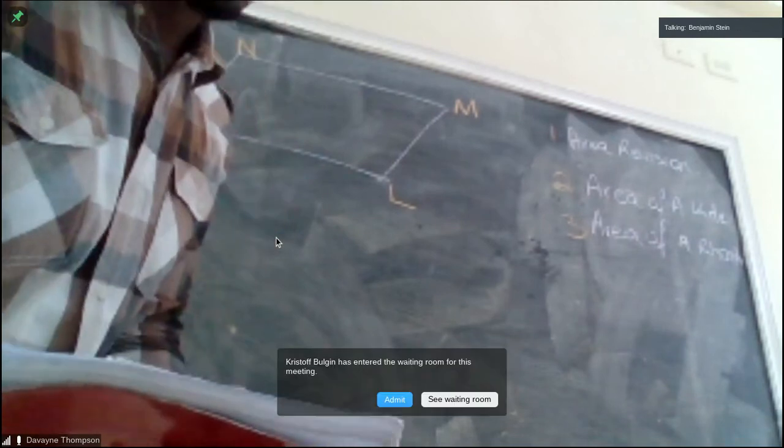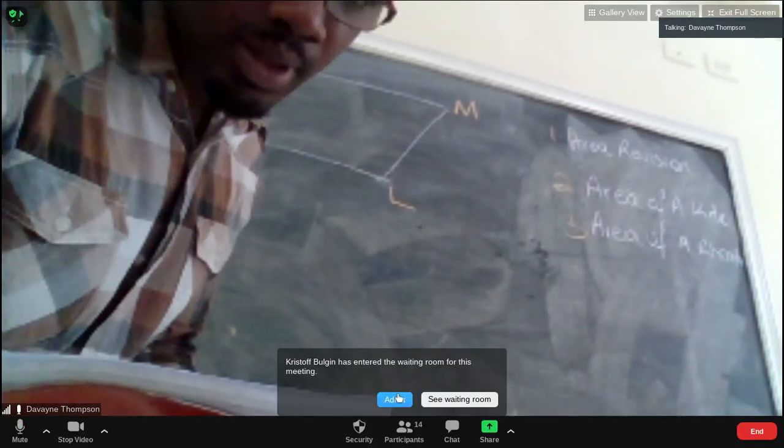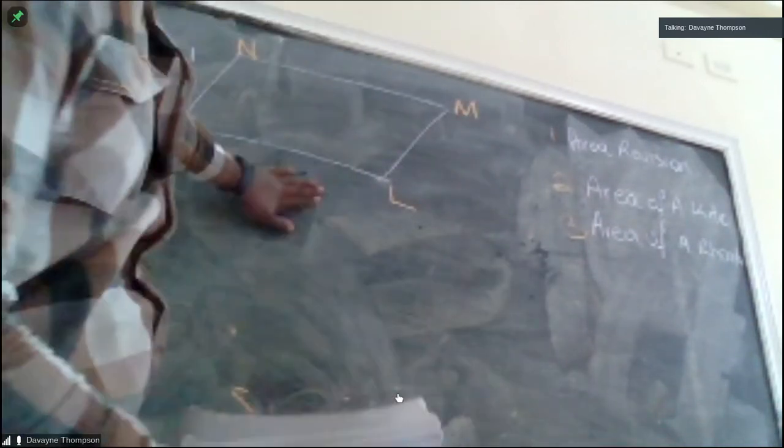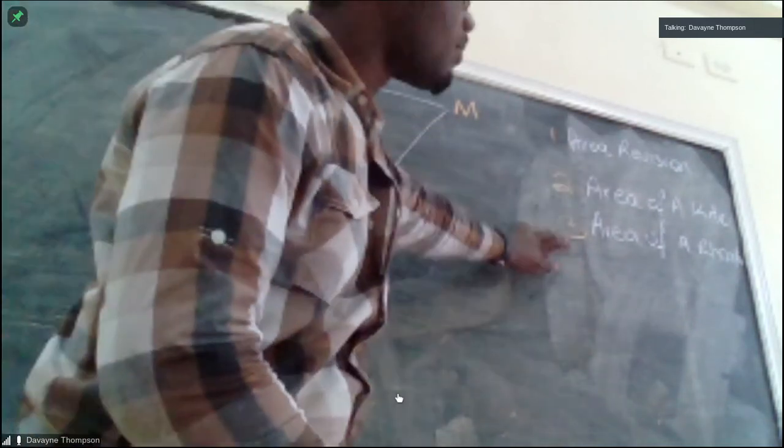Wait, sir, what if they can't see it? Area of a rhombus, area of a kite, and area of something or another. No, area of revision. So this is area of revision. Area of a kite is what we're going to do next, and area of a rhombus. We really need to begin, so let's start.